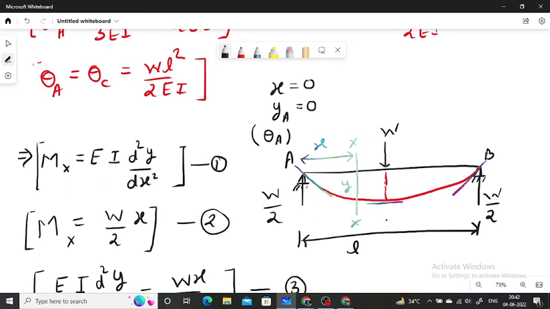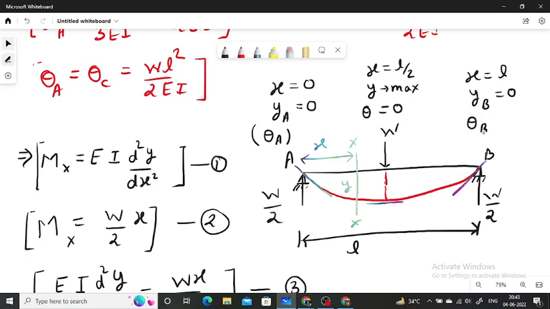At the middle of the simply supported beam, where the point load is acting in the middle of the beam, at x equal to L by 2, deflection will be maximum at this point and the slope is 0 at this point. And for the point B where x is equal to L, here deflection is 0, but the slope will be the maximum.